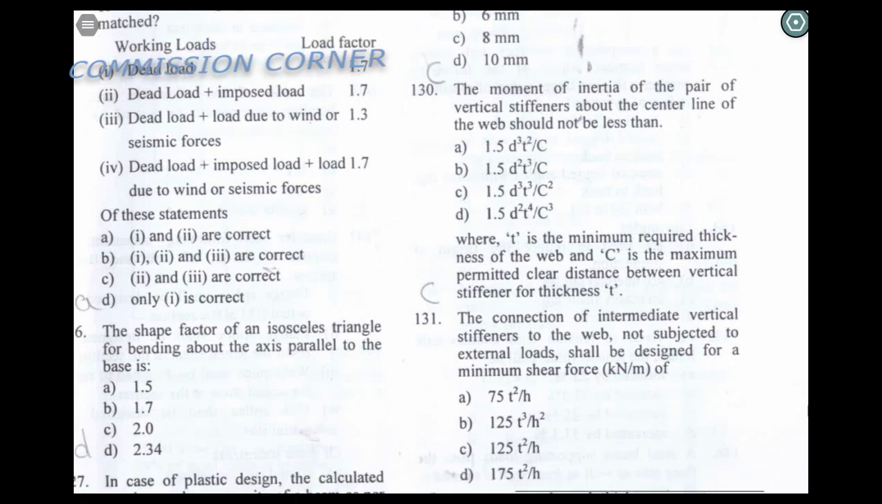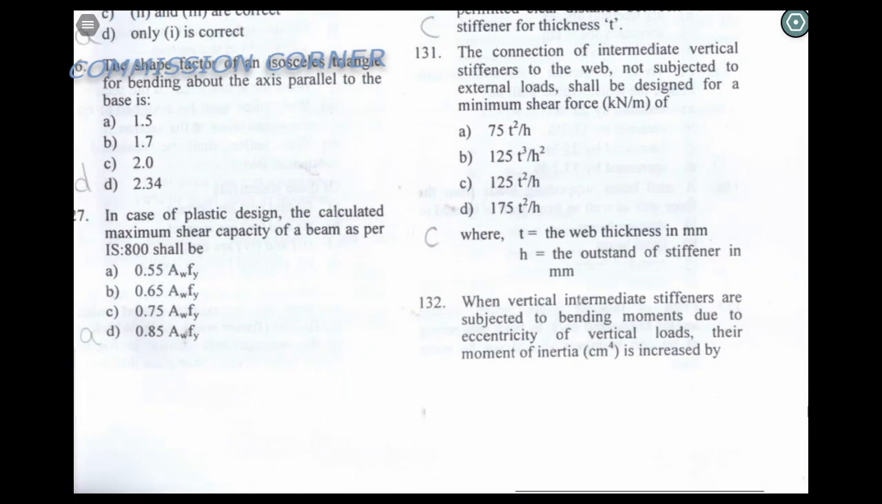Next question. The connection of intermediate vertical stiffener to the web not subjected to external load shall be designed for maximum shear force of 125 t square upon h. Option number C will be the correct answer for this. t is the web thickness and h is the outstand of the stiffener.